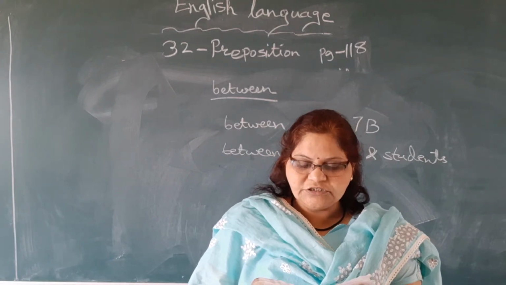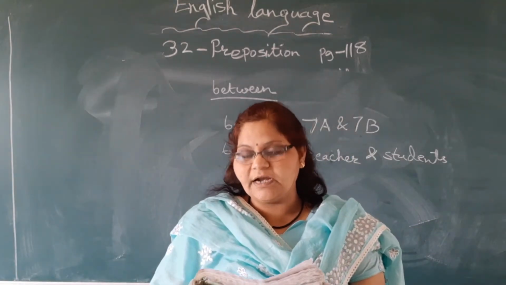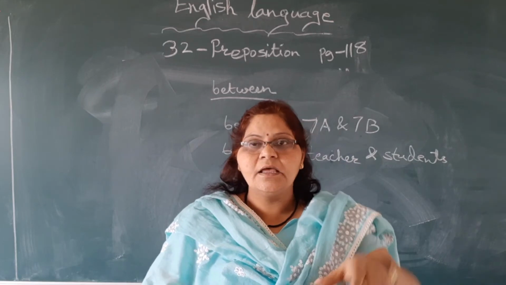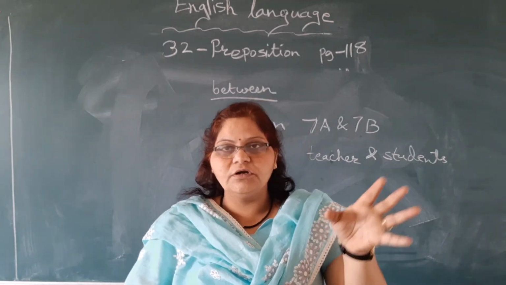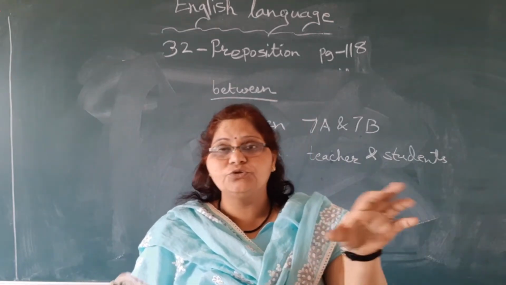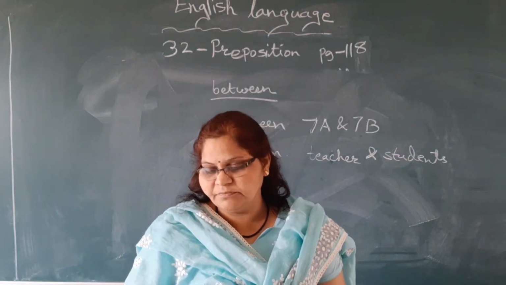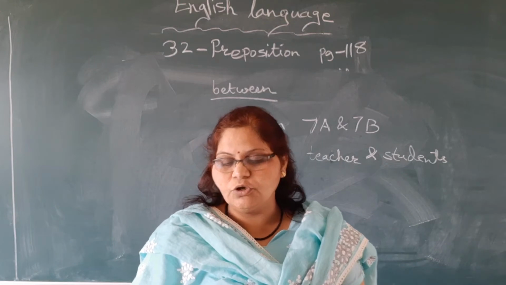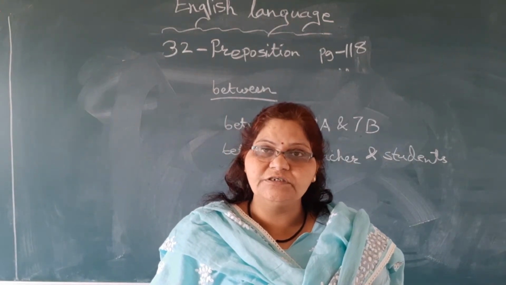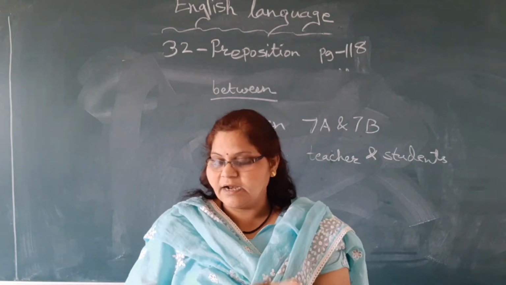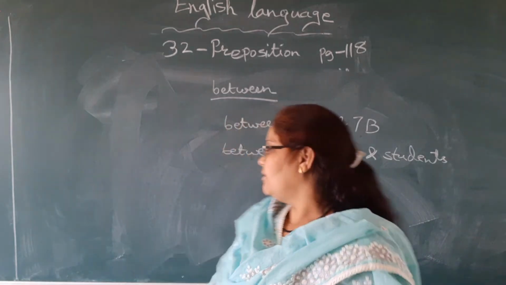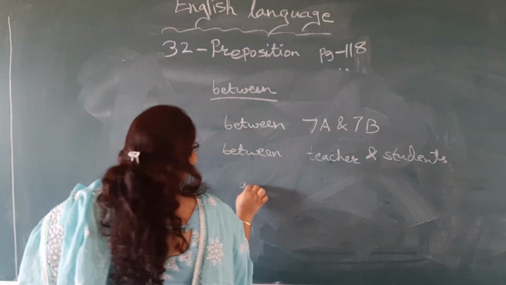Example: Distribute the sweets among your classmates. So classmates are many students. They are not limited, and the number is not mentioned, 2, 3, 10. No, not 2. So there are many students in the class, where we have to distribute the sweets among the classmates. So here we use the preposition among.